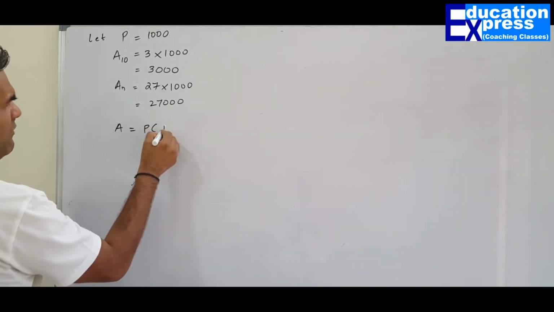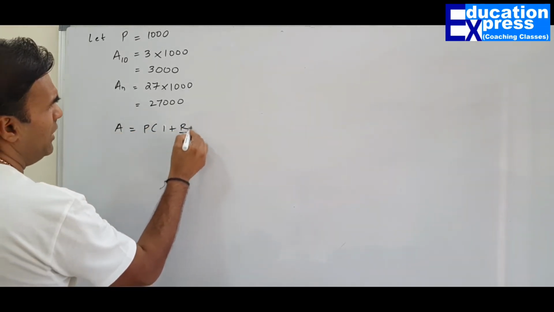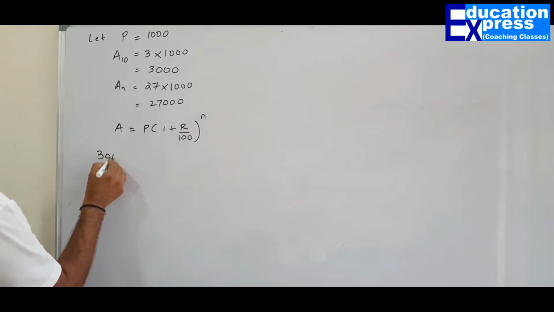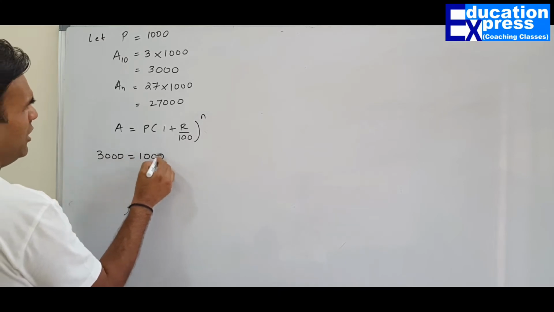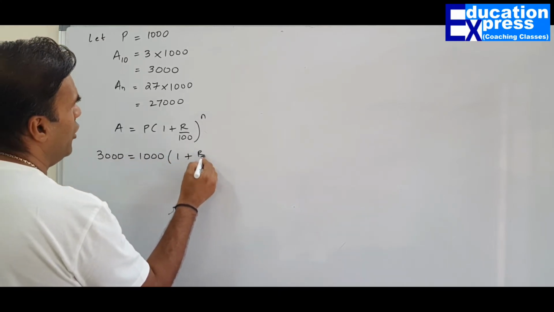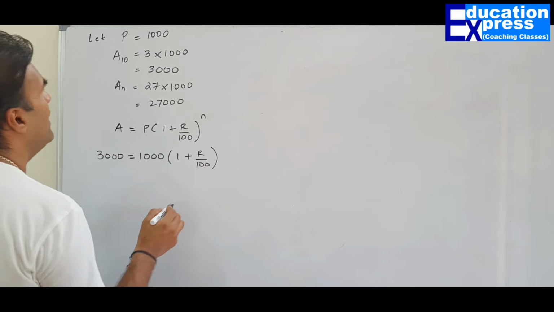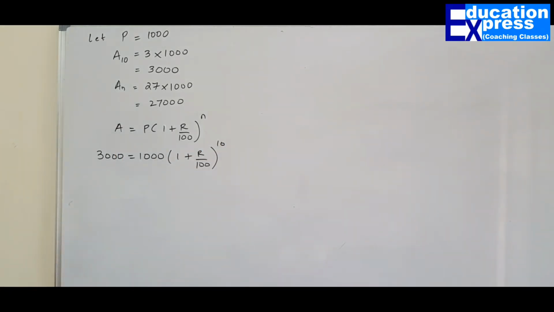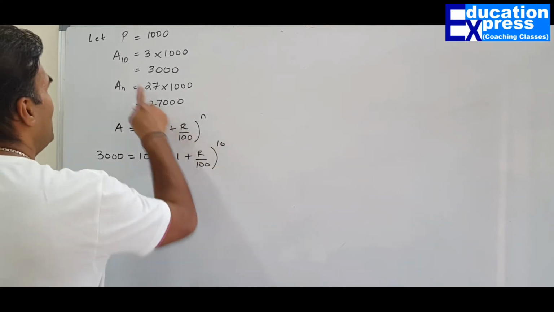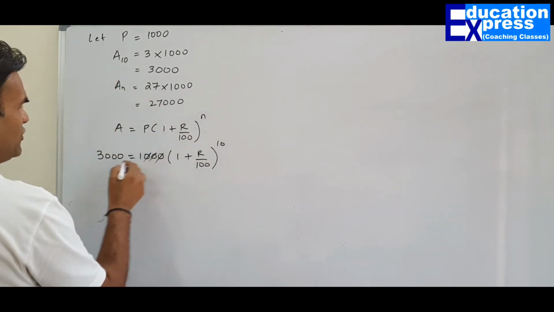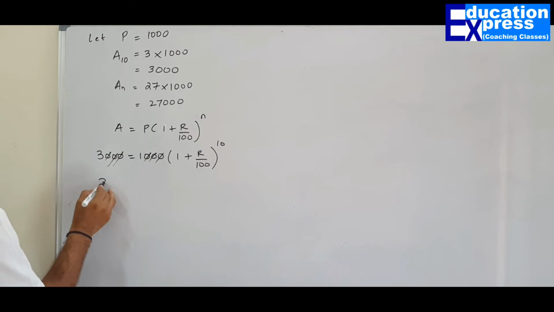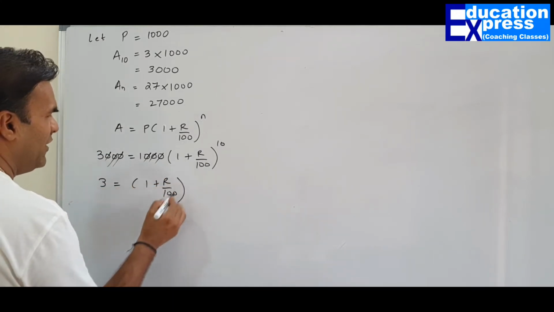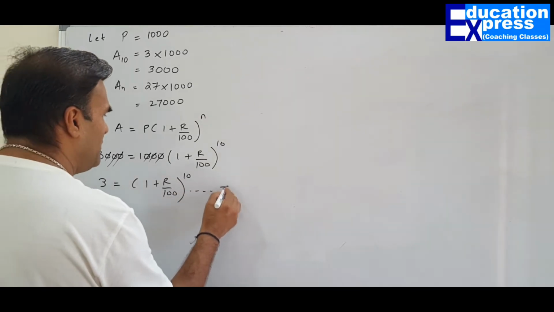A equals to P, 1 plus R upon 100 raised to n. Amount is given to you as 3000. Principal is 1000. 1 plus R upon 100, R not available with us, raised to 10, because it's given to us at the end of 10 years. The zeros cancel. So you get 3 equals 1 plus r upon 100 raised to 10. This is my equation number 1.